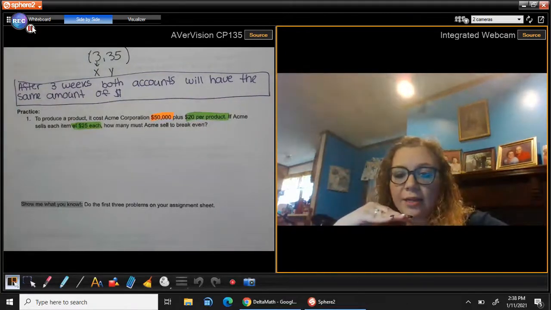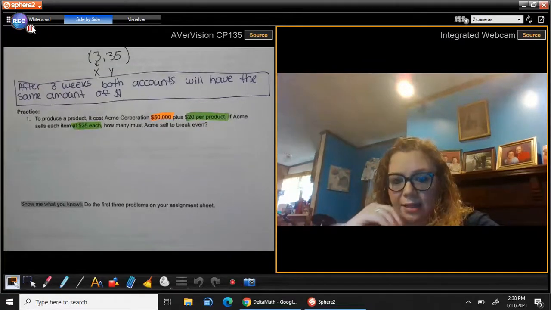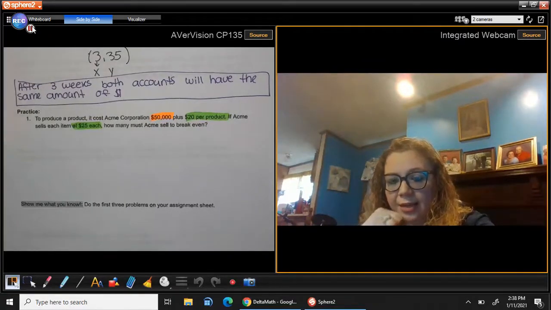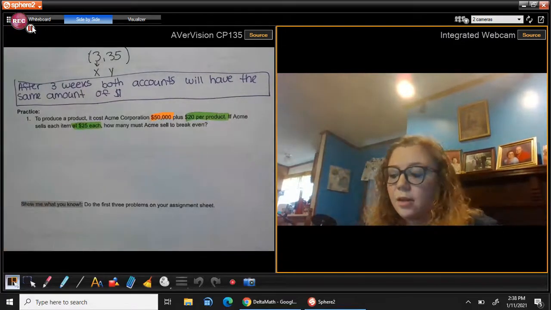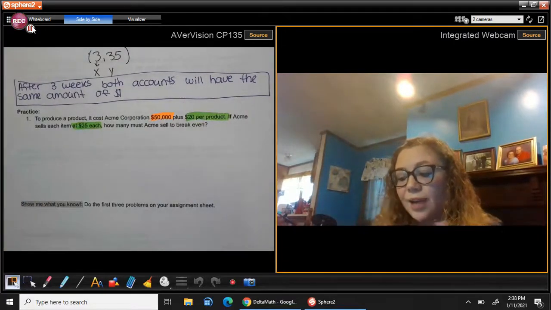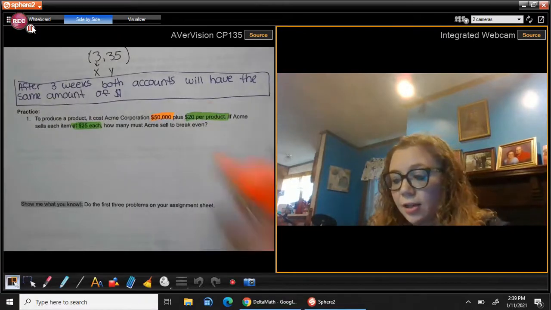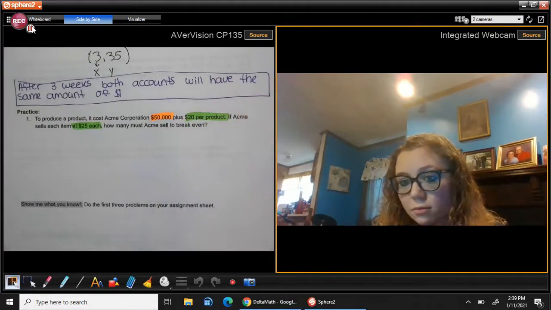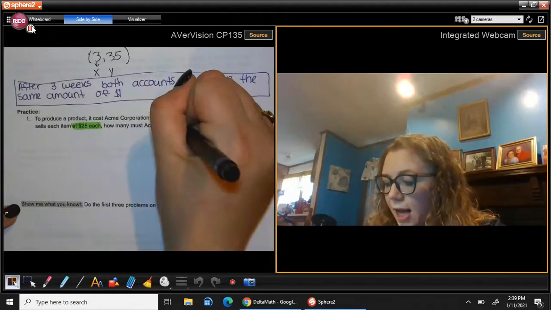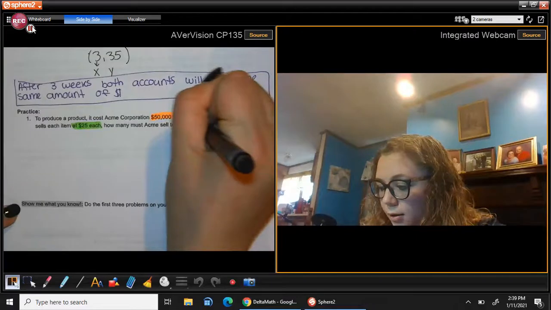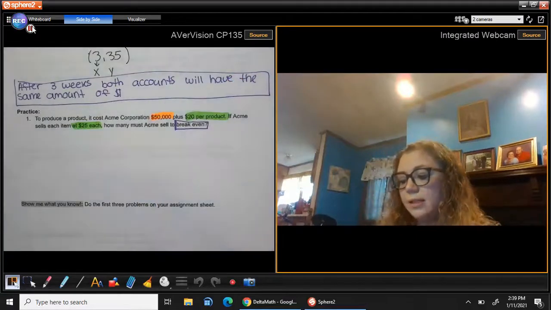So again, it's where that intersect is. It's that point they share. Once they pass that certain point, they're going to start benefiting from it. And anytime you see break-even, that's another keyword that you want to find the intersection. You're dealing with systems here.